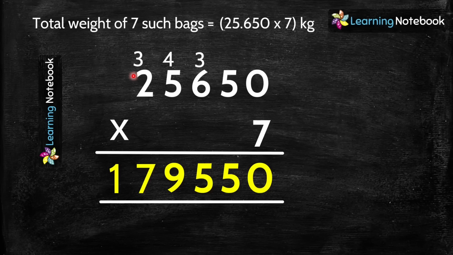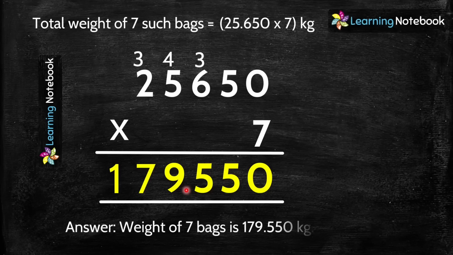179550. Students, the given decimal number has 3 decimal places. So the product will also have 3 decimal places. So our answer is 179.550. Let's write the answer statement. Weight of 7 bags is 179 kilogram 550 grams.